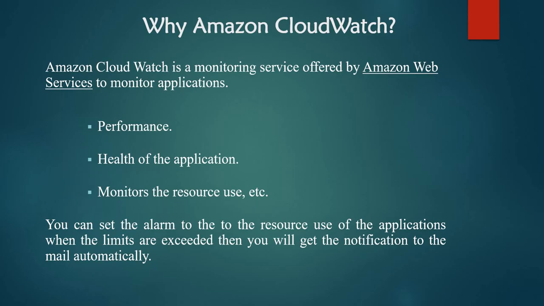You can also set an alarm on the resource usage of the applications. When the limits are exceeded, you will automatically get a notification by mail. In Amazon CloudWatch, we can set the alarm when the time limit is over. For example, we can set the alarm at 1 o'clock. When the time limit exceeds 1 o'clock, it sends a notification to the mail automatically, saying your limits are exceeded. So that's why we are using Amazon CloudWatch.